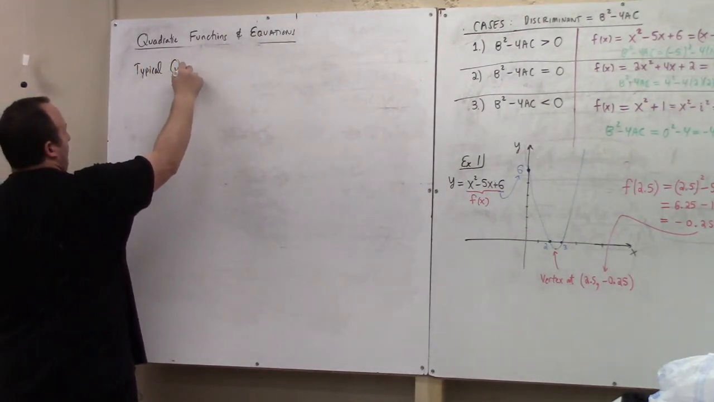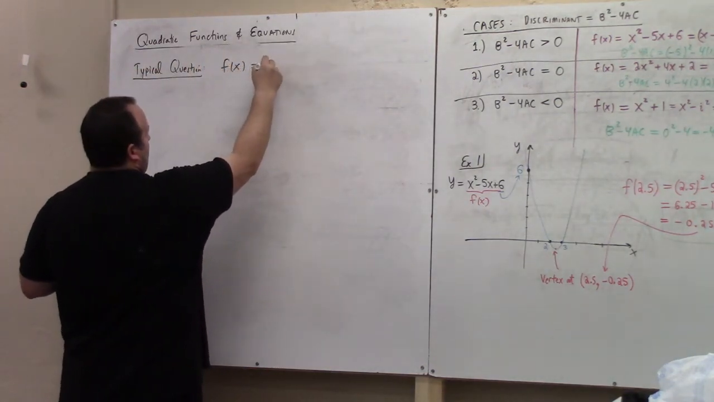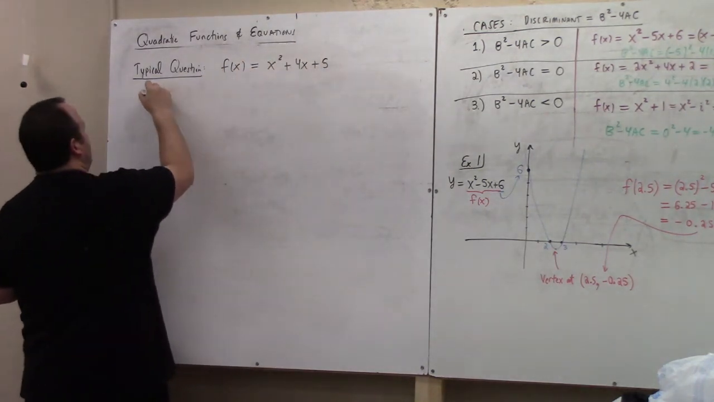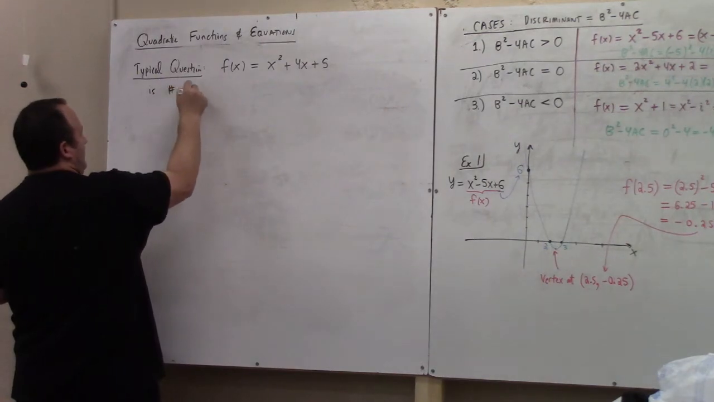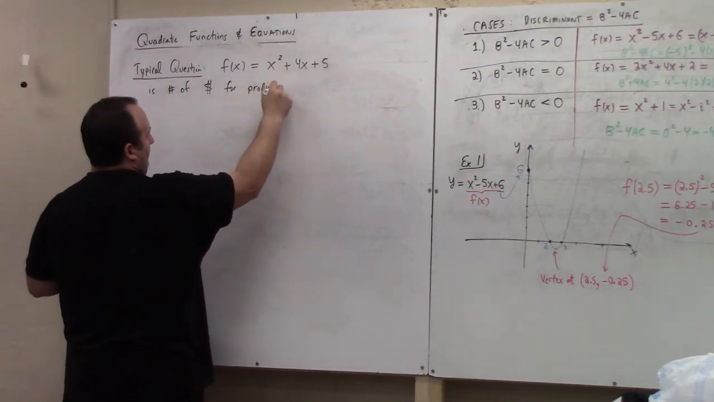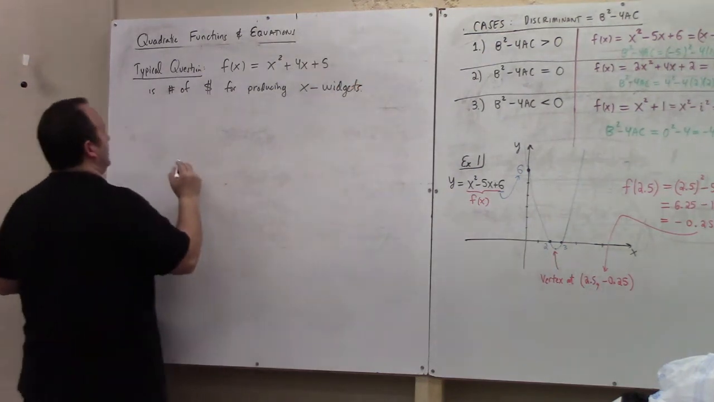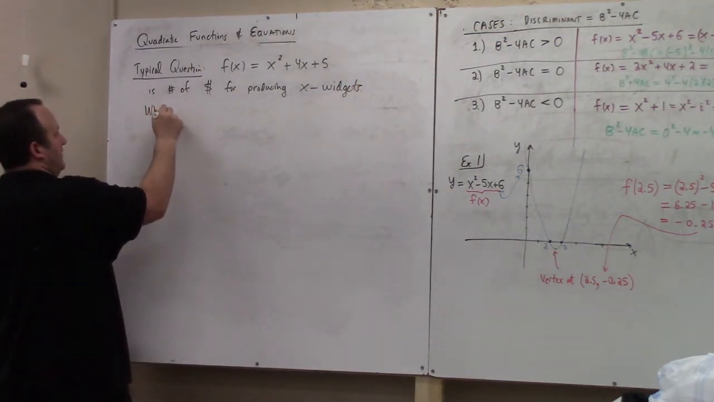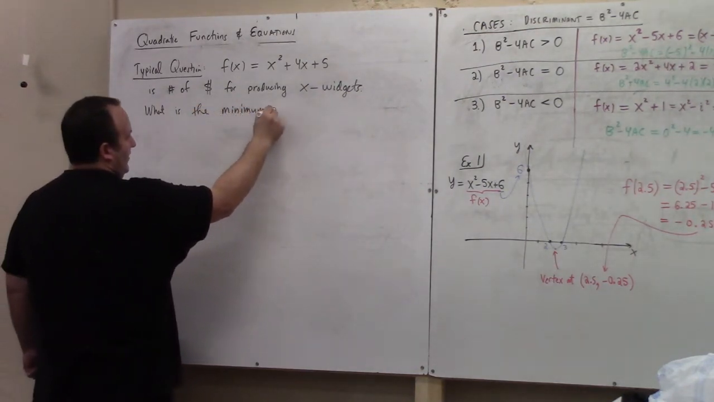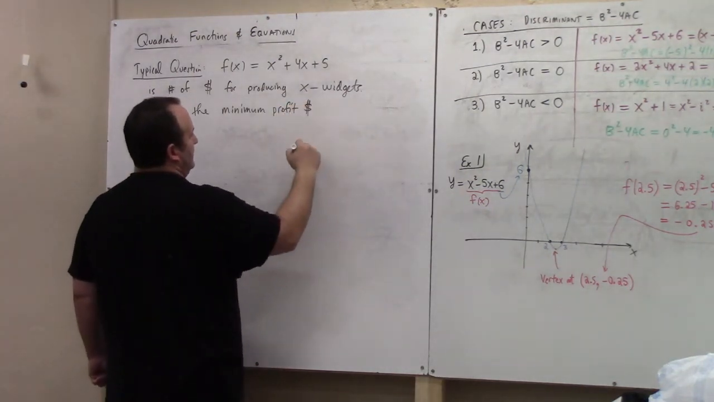f of x equals x squared plus 4x plus 5 is number of dollars for producing x widgets. And then the question would be something like, what is the minimum profit in dollars possible?